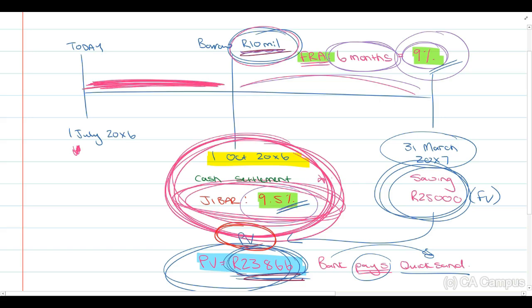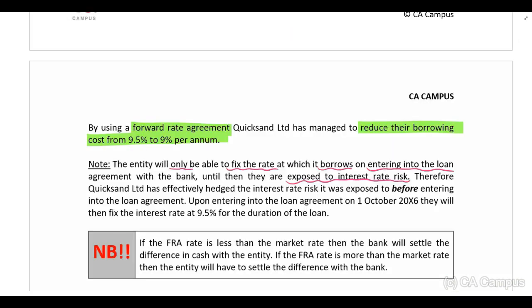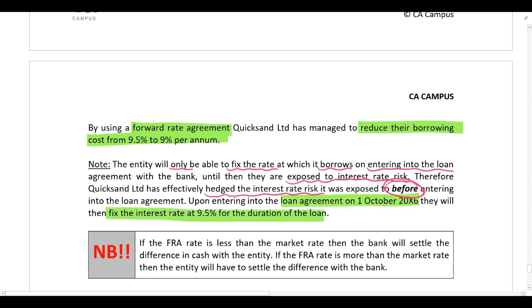So they are worried that over this 3-month period, interest rates will increase. So what they've done is they've managed to hedge their interest rate risk before they actually enter into the loan agreement. So for this 3-month period, they've managed to hedge their interest rate risk. When they actually enter into the loan agreement on the 1st of October, they will then fix their rate of interest at 9.5% for the duration of the loan. Now, in this example that we looked at, my forward rate agreement was less than my market rate. My forward rate agreement was 9% and my market rate increased to 9.5%.